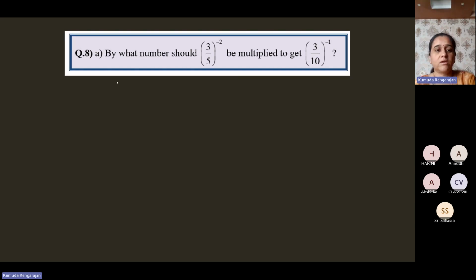Now here we have, by what number should (3/5)^-2 be multiplied to get (3/10)^-1? See, you may know how to work it, children. Still, please listen to me. We'll do it together.